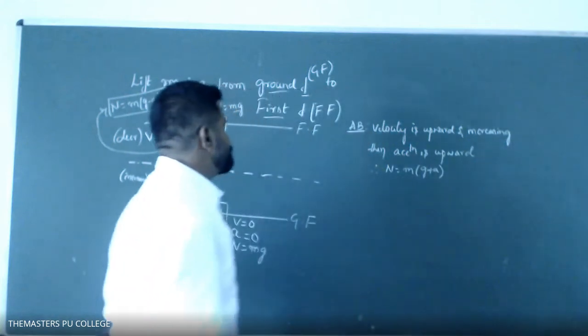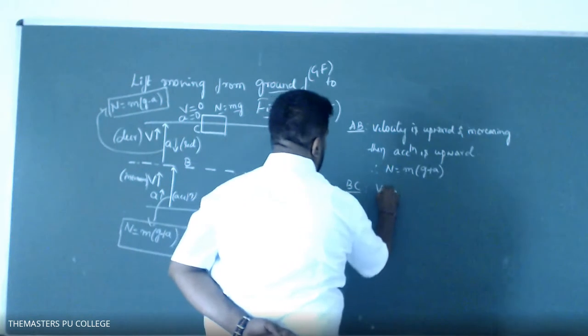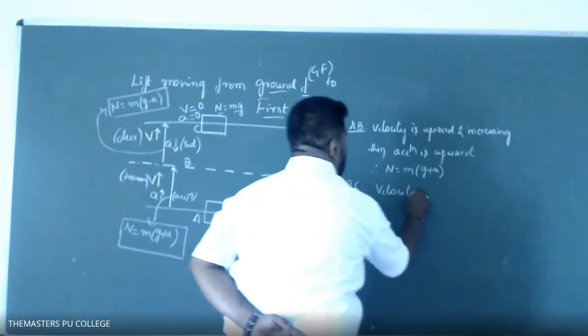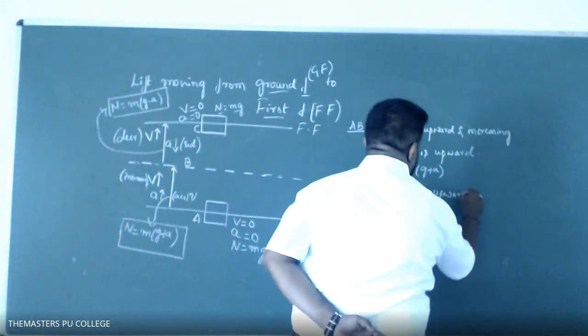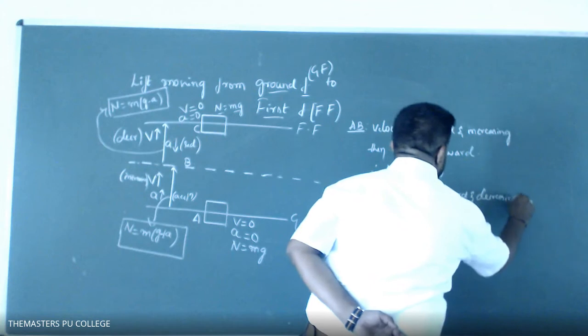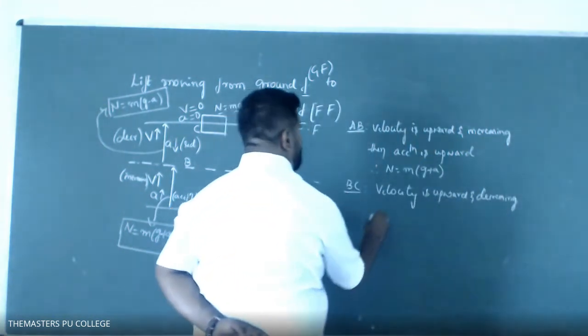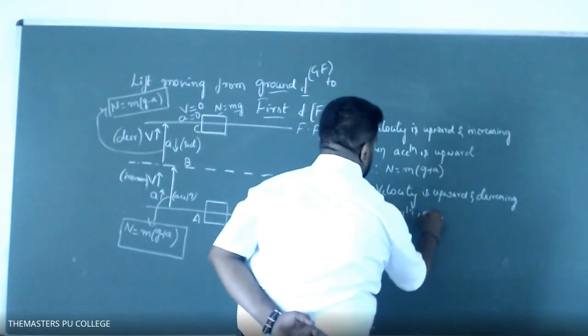Correct. From B to C, velocity is upward. Velocity is upward and decreasing. Then acceleration is downward.